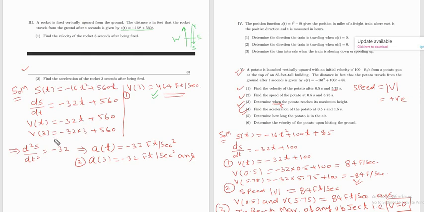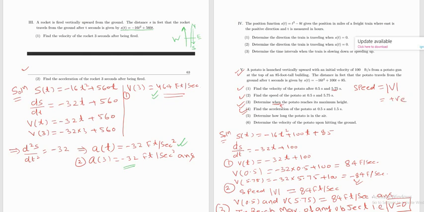Second, find the acceleration of that one. That means again differentiate this. So d2s/dt square is minus 32, because differentiation of t is 1 and derivative of the constant is 0. So acceleration a(t) is minus 32 feet per second square. That means a(3) is minus 32 feet per second square. That is your question number 2 answer.